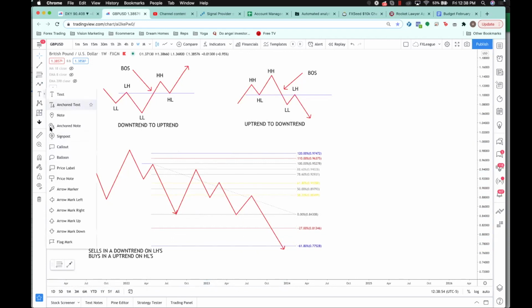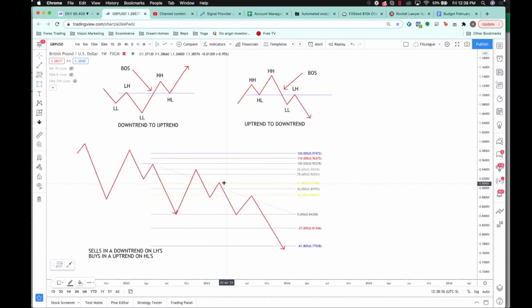This is a very clean sell opportunity right here. He's drawing from wick to wick fibs. So in a downtrend, it's bearish wick to bearish wick, and then in an uptrend, wick to wick.